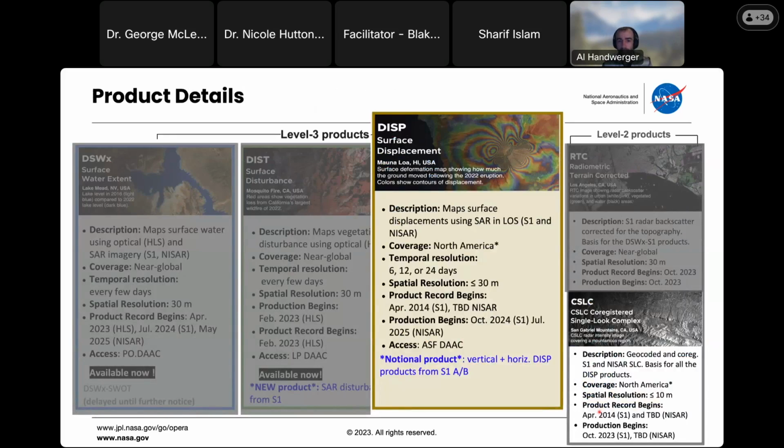And then finally, the surface displacement product. This ties into the first presentation from today. This is an InSAR-based map of deformation, and we're going to be deriving these from both Sentinel-1 and NISAR.